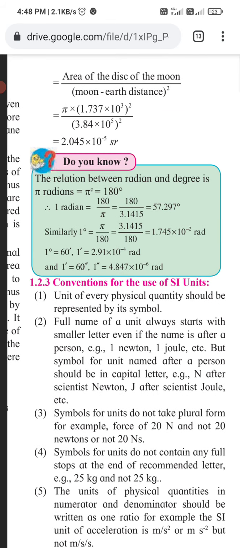Symbols for units do not contain any full stop at the end, that is 25 kg, not 25 kg point. The units of physical quantities in the numerator and denominator should be written as one ratio. For example, the SI unit of acceleration is meter per second square, or m s^-2, but not meter per second per second.